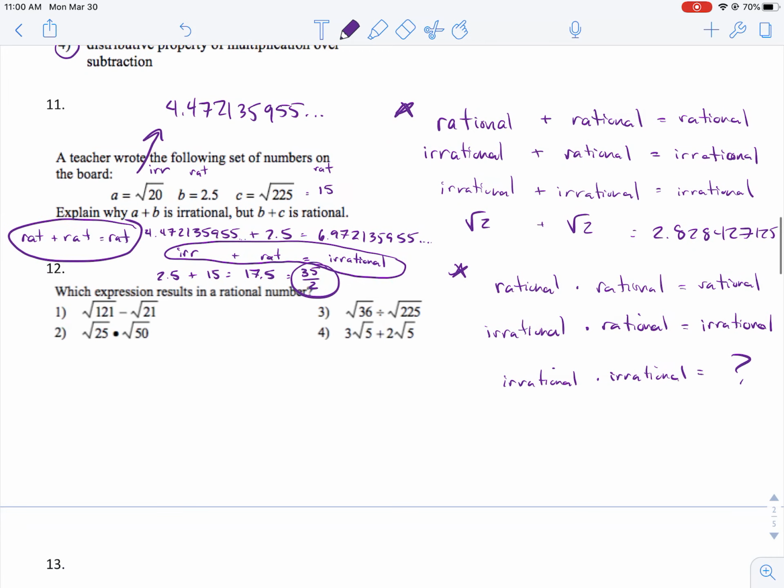So that's what you should have for a reason there, okay? A rational plus a rational is equal to a rational number, and an irrational plus a rational number is equal to irrational.